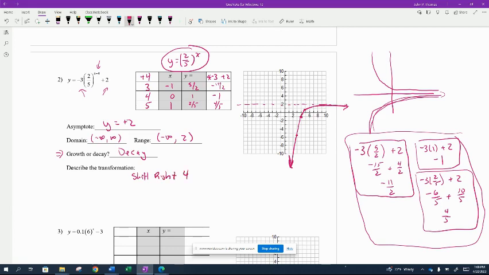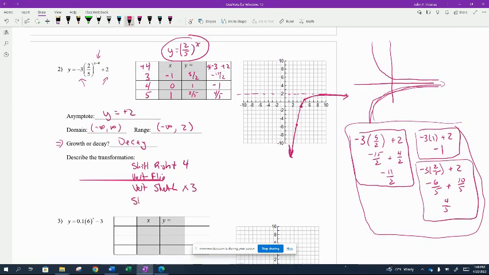We've got a vertical flip, a vertical stretch, and that's by a factor of 3, and then a shift up 2. And that would give us our graph for that one.